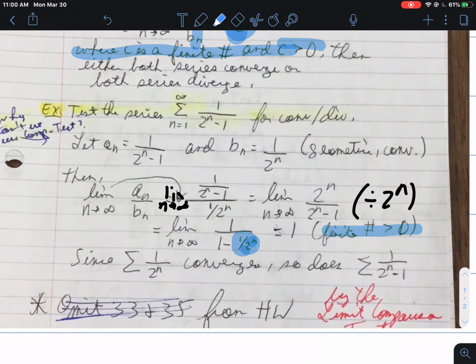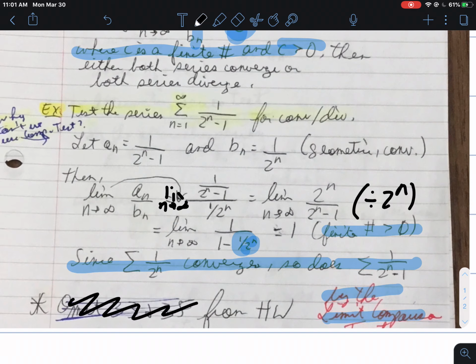And then what does that tell me? If that happens, then I know that either both series are convergent or both series are divergent. And since I compared my series to this convergent geometric series, then my series also has to converge. So since the series that I compared it to is convergent, then my series is also convergent by the limit comparison test. Don't worry about that, that's an old note.